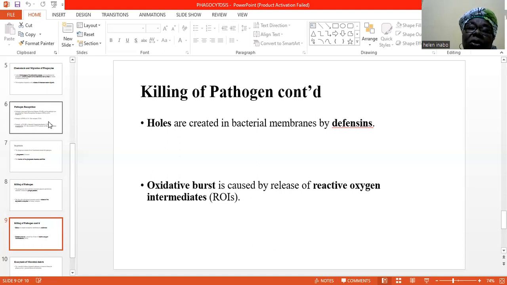Following the creation of holes in the bacterial membranes by defensins, oxidative burst is the next stage, which is caused by the release of reactive oxygen intermediates. These reactive oxygen intermediates include superoxide radical, hypochlorous acid, singlet oxygen, and hydrogen peroxide.